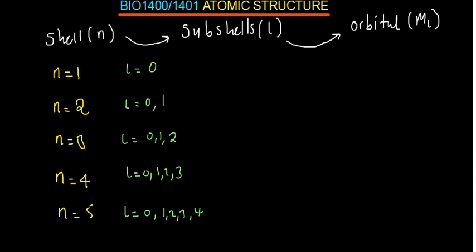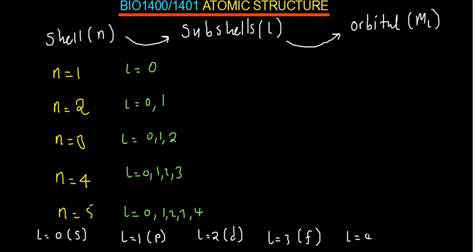Now remember, I mentioned this. Every time you have got L being equal to 0, this is called an s orbital. When L is equal to 1, this is called a p orbital. When L is equal to 2, this is called a d orbital. When L is equal to 3, this is an f orbital. And when L is equal to 4, this is a g orbital. So this is SPDFG.